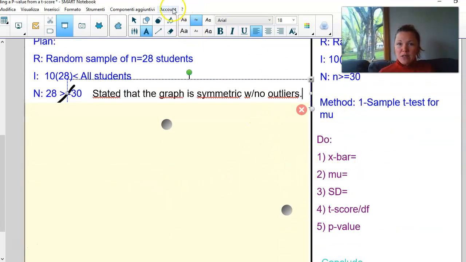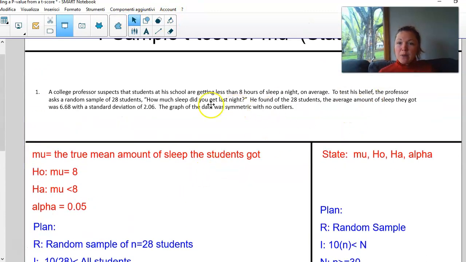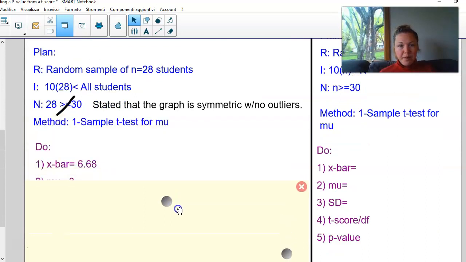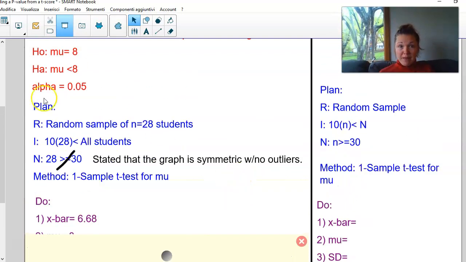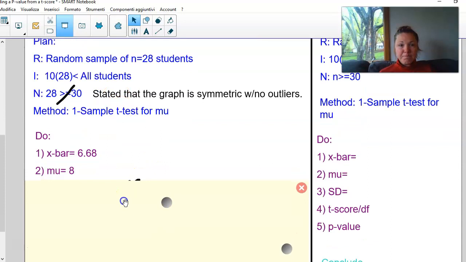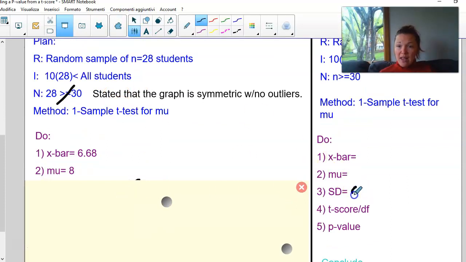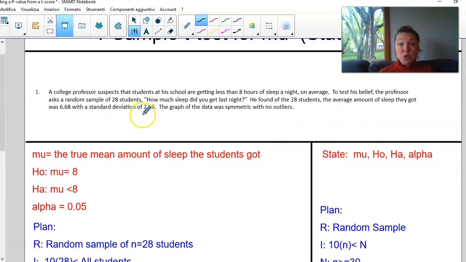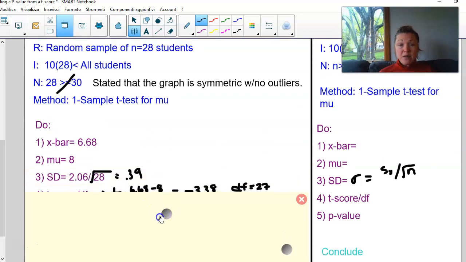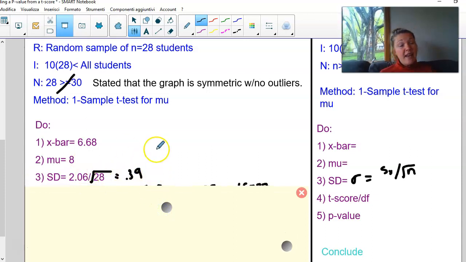X bar describes our sample. We look up at the problem and ask what is describing the sample of 28 students, and that's 6.68. So that's our statistic right there. I have that X bar is 6.68. The mu is what we get from the null hypothesis, so that's 8. The standard deviation, like we learned yesterday, is Sx divided by the square root of n. The Sx they give us is 2.06, and we divide that by the square root of 28, and I got 0.39.